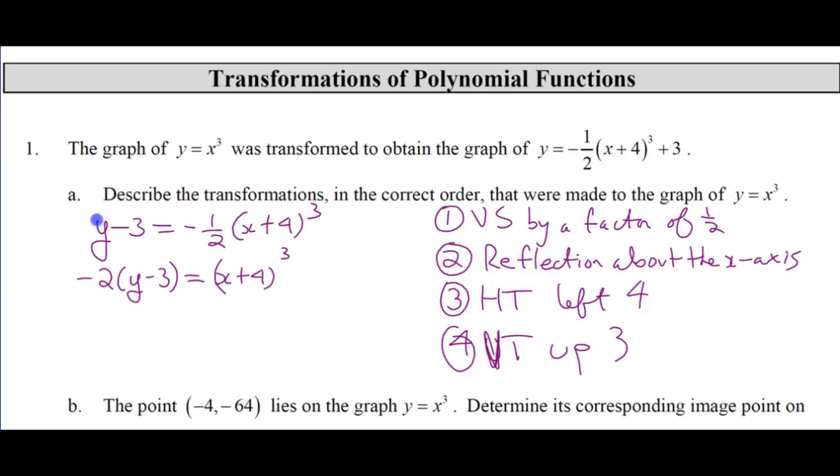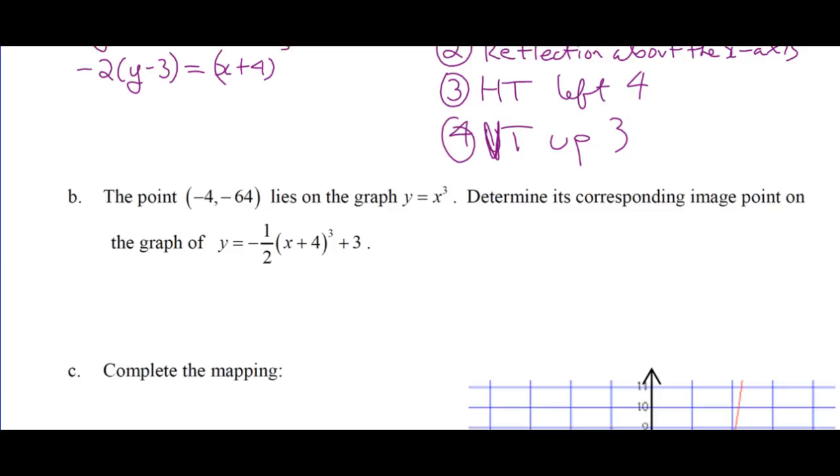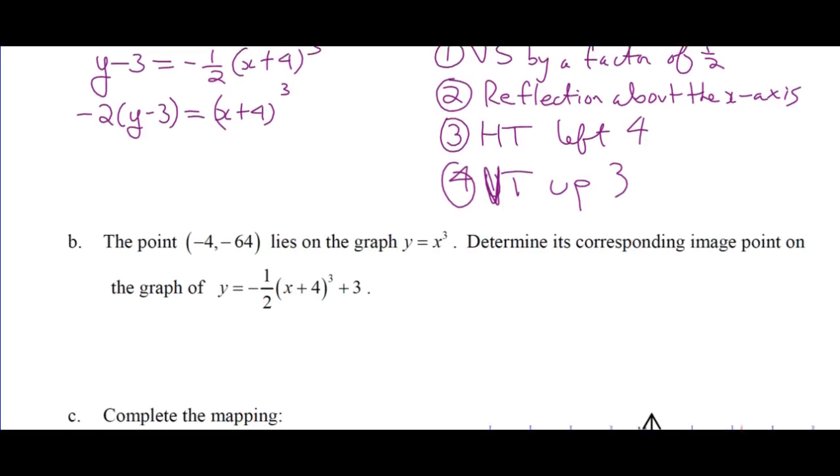That's what happened. So if I have to draw this, or if I have to map a point, I got the words there, right? I just got to do what it says. The point (-4, 64) lies on the graph. Determine its corresponding image point. Okay? So we have -4, 64.